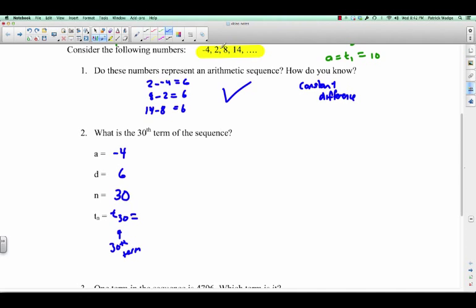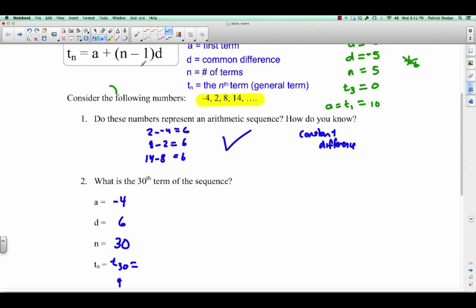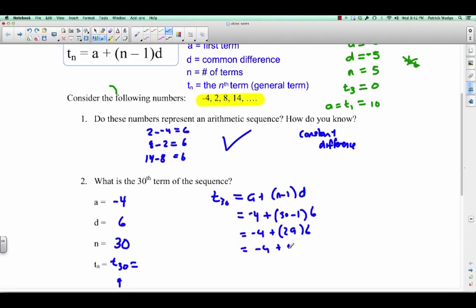We're wondering what the 30th term is. And no, we don't know it. We only know the first four terms. So how are we going to figure out the 30th term? We're going to use this formula right here. Tn, or in this case T30, equals A plus n minus 1 times D. A is -4, plus n is 30, take away 1, times D, which is 6. We'll do the brackets first. So we get 29 times 6. So it's -4 plus 174. If we add -4 and 174, we get 170. So the 30th term is 170.